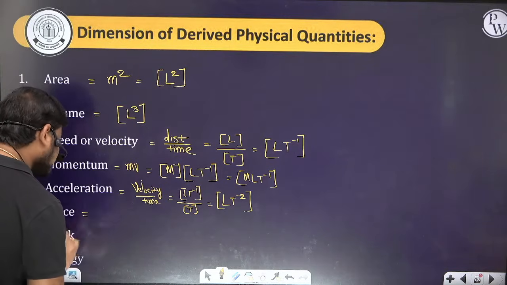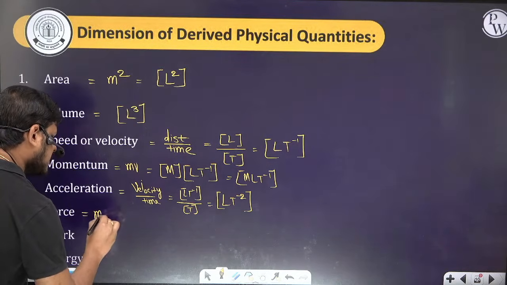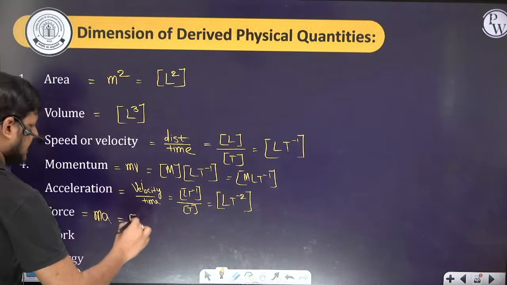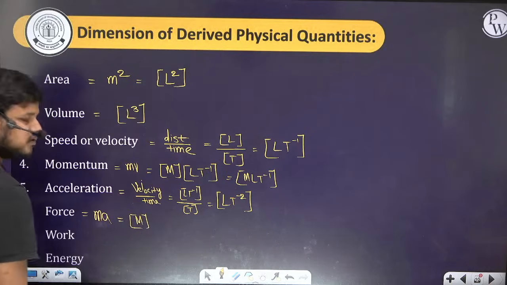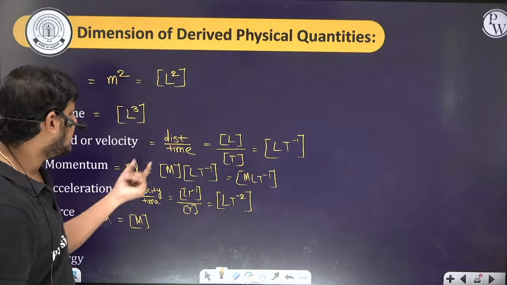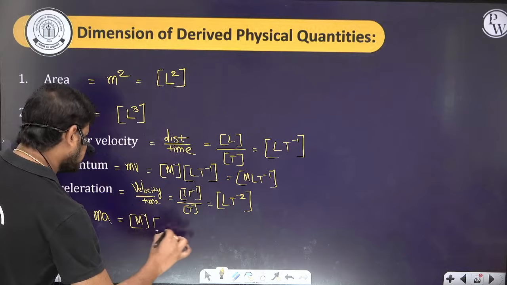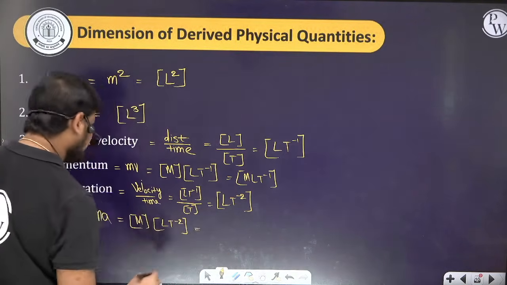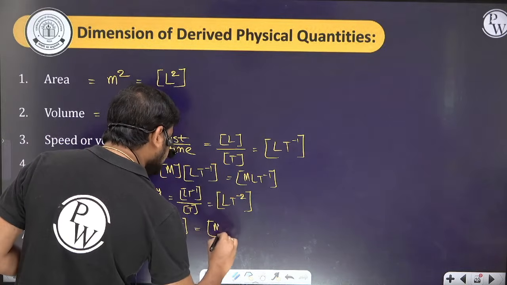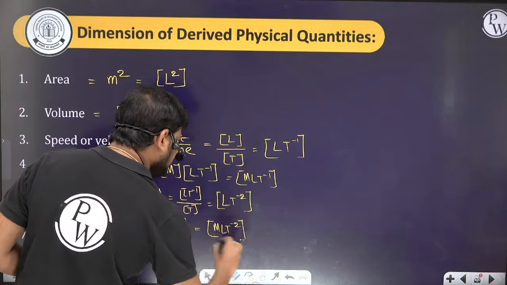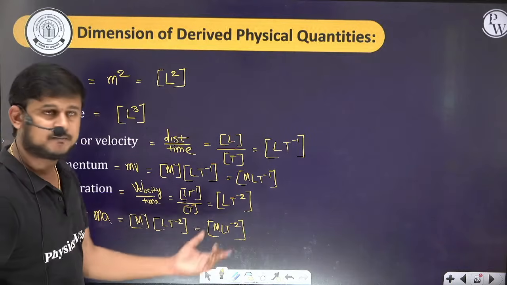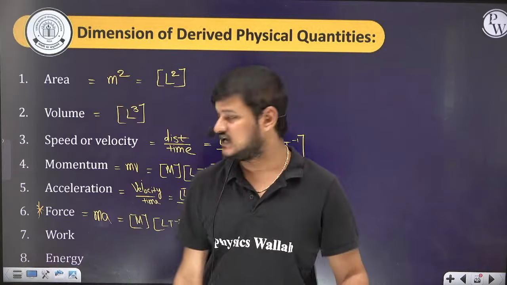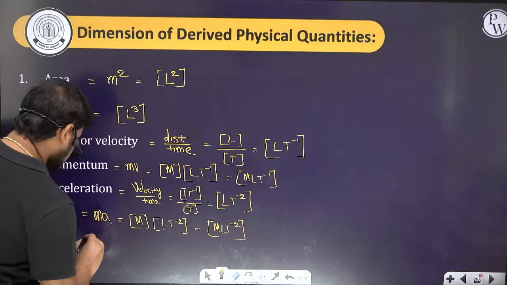Next, what is force? Force formula you already know, right? Mass into acceleration. For mass we have M, and for acceleration just now we got L T to the power minus 2. So the dimensional formula for force is M L T to the power minus 2. Very, very important. You should remember this one. I am making it a star. Okay now? Clear?